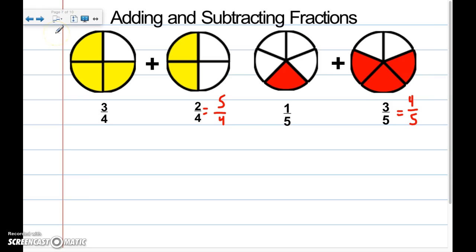Now there is a way to do it with unlike denominators, but we're going to discuss that a little bit later on in the school year, like towards the end of the year. But all you have to do is know how to add fractions with like denominators.